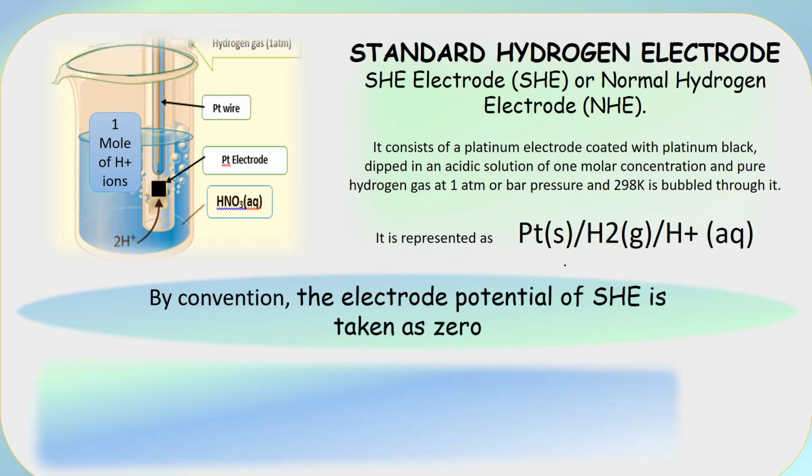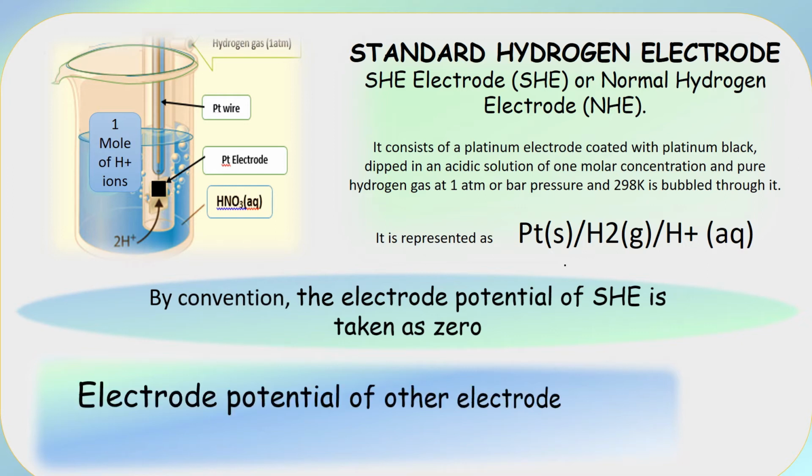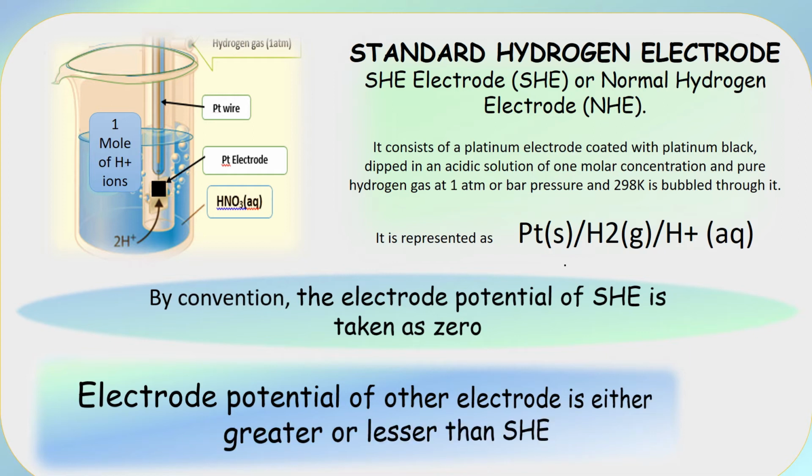All other elements will have a value by coupling with the standard hydrogen electrode. The electrode potential of another electrode is either greater or lesser than that of the standard hydrogen electrode. Now how, we will see in the next slide.